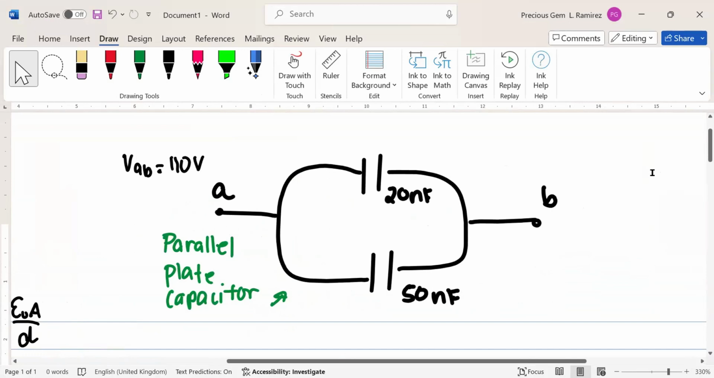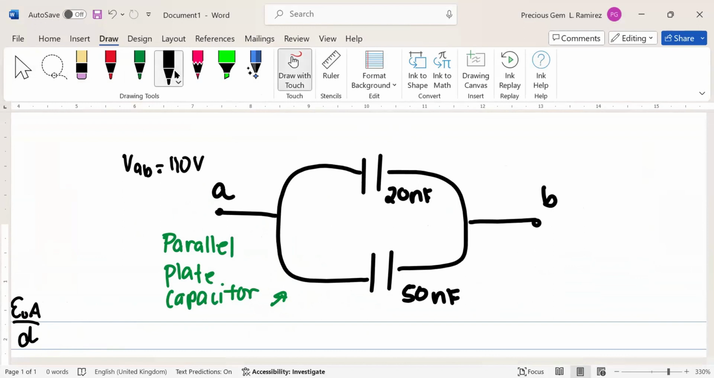We are given two capacitors that are parallel to each other. We've got two terminals here, A and B. The VAB, the potential across A and B, is 110 volts. This is a parallel plate capacitor because of the fashion of the diagram. 20 nanofarads. Let's, by convention, name it C1. And this one is C2.